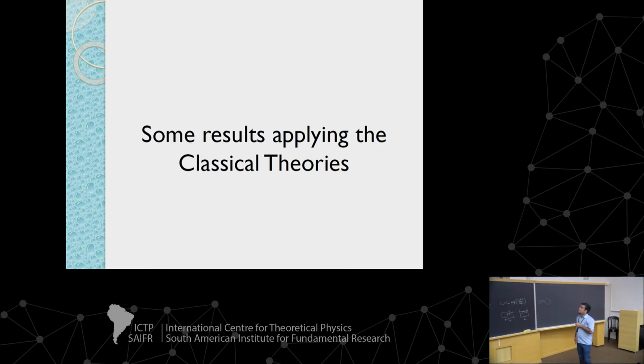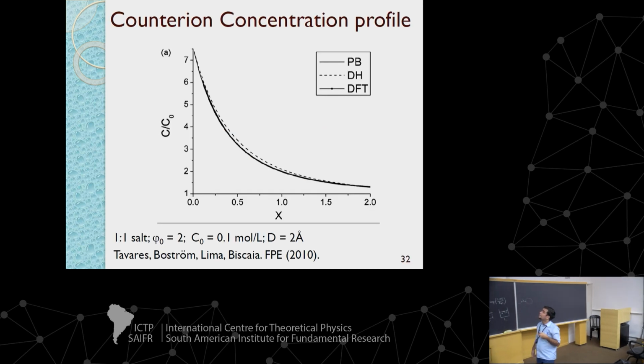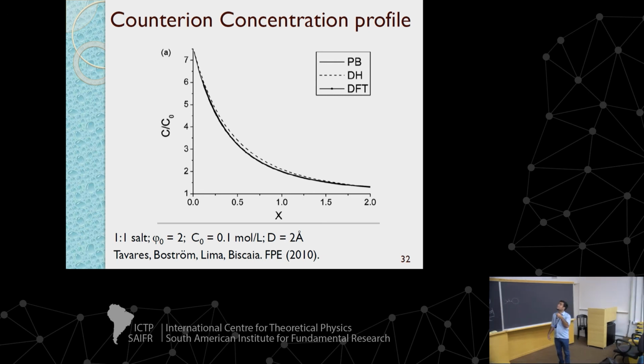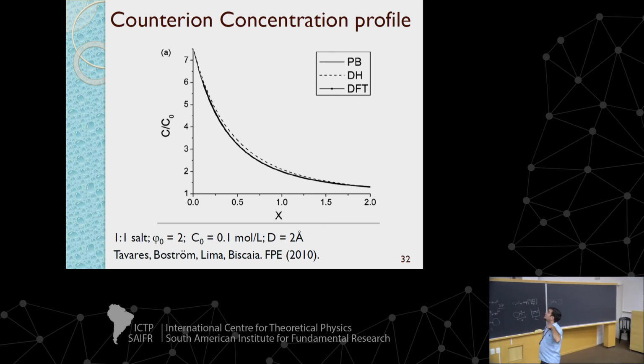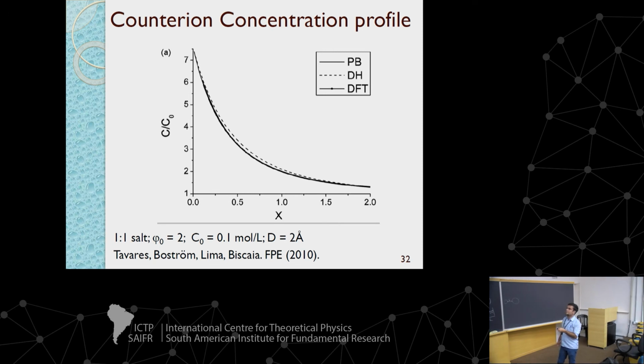And here I'd like to show some results applying the classical theories. Okay. So this is a comparison between Poisson-Boltzmann and the Debye-Hückel and DFT. The Debye-Hückel equation, just to remember, last class we saw that it is the linearization of the Poisson-Boltzmann equation. And we can see that for this 1:1 salt, a low electrostatic potential, a low concentration, we get the same result for DFT and Poisson-Boltzmann. And the Debye-Hückel is also not so different in this case.